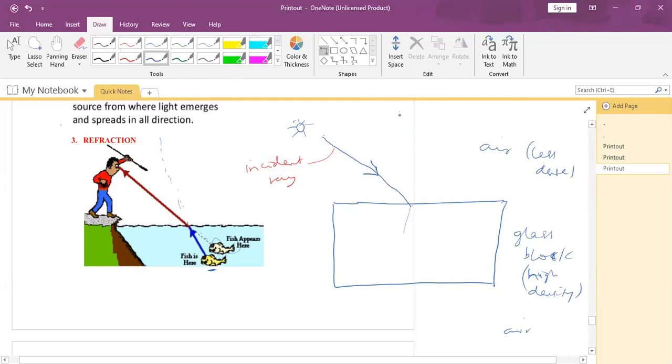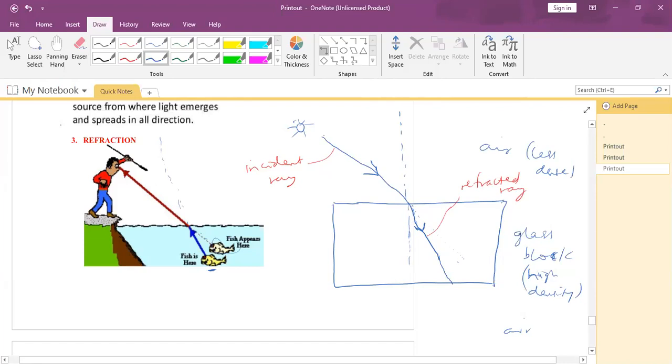The normal line to the surface, let's draw a normal to this surface here, is a line perpendicular to the surface. If I draw a normal on this boundary, instead of going all the way straight like that, the ray doesn't go straight in, but bends towards the normal line. It's going to bend like that. This bending means that it's slowing down. It travels slower in the glass block, right? This ray here is called the refracted ray. Okay.